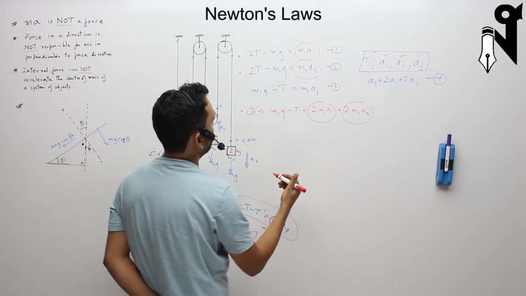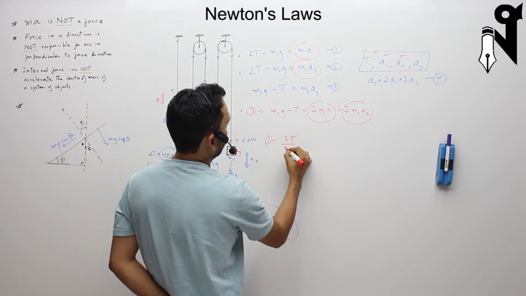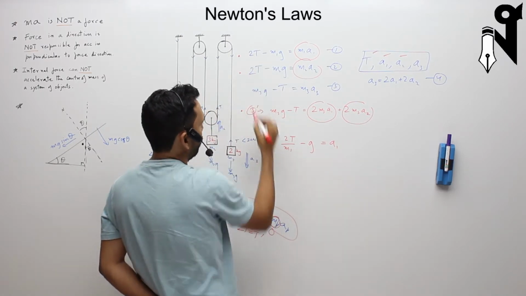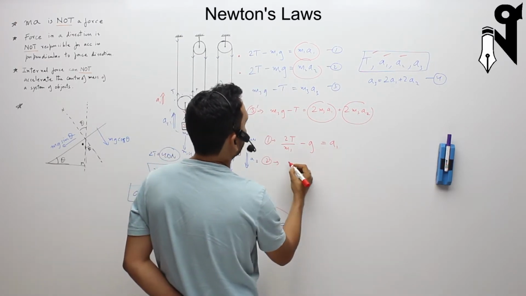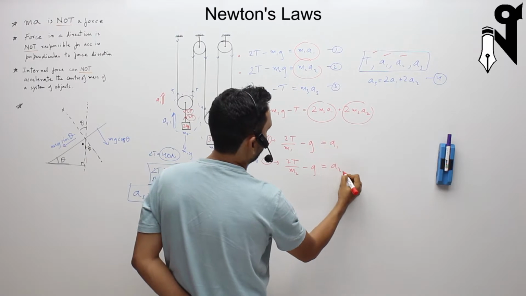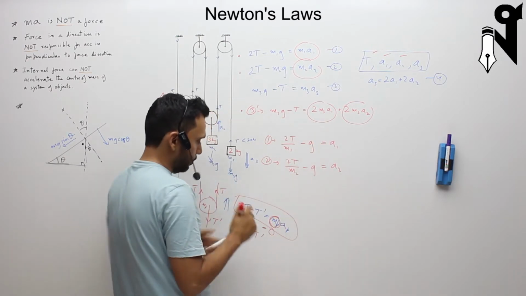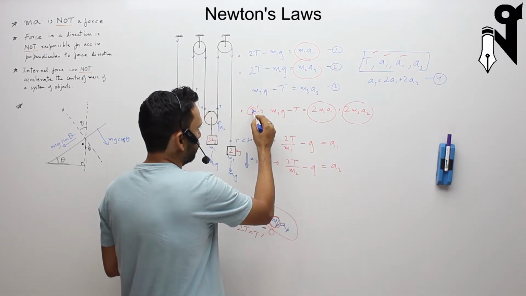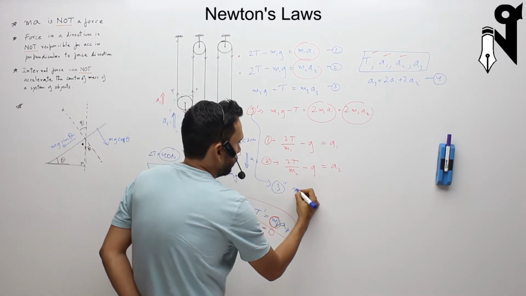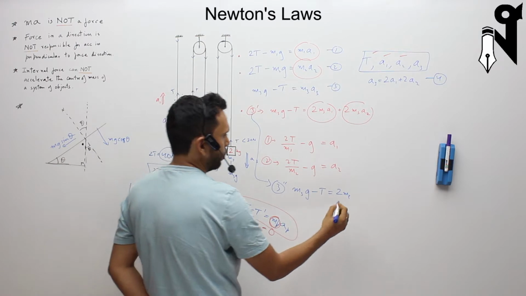So how much is a1 from the first equation? From equation 1, 2T by m1 minus g is your a1. From the second equation, 2T by m2 minus g is your a2, which we can plug in over here, and what we get is this equation, the twice modified equation 3, m3g minus T is equal to twice of m3, it was a1 plus a2.